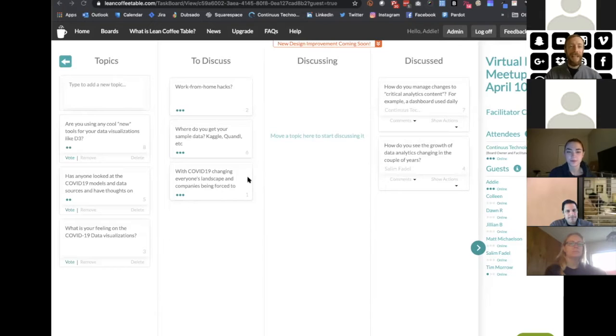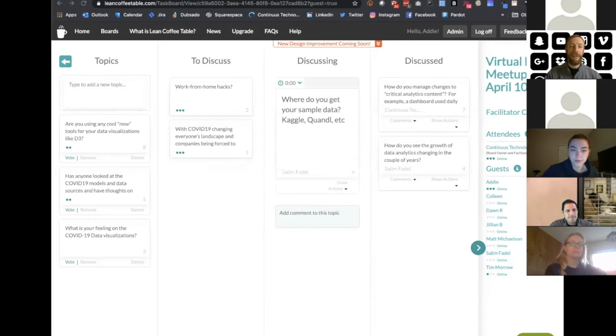While Addie's adding that to the discussing column, I can offer one resource that I've leveraged in the past. Obviously we see Kaggle here on the ticket. I think that's by far the most common one. A lot of folks who are really into analytics use it for sample data sets, or even for real data sets for things they're really passionate about.